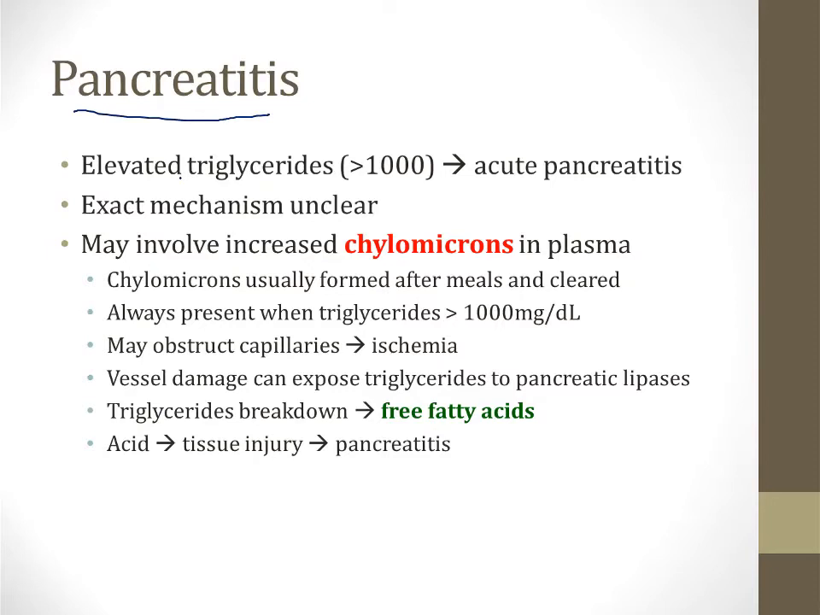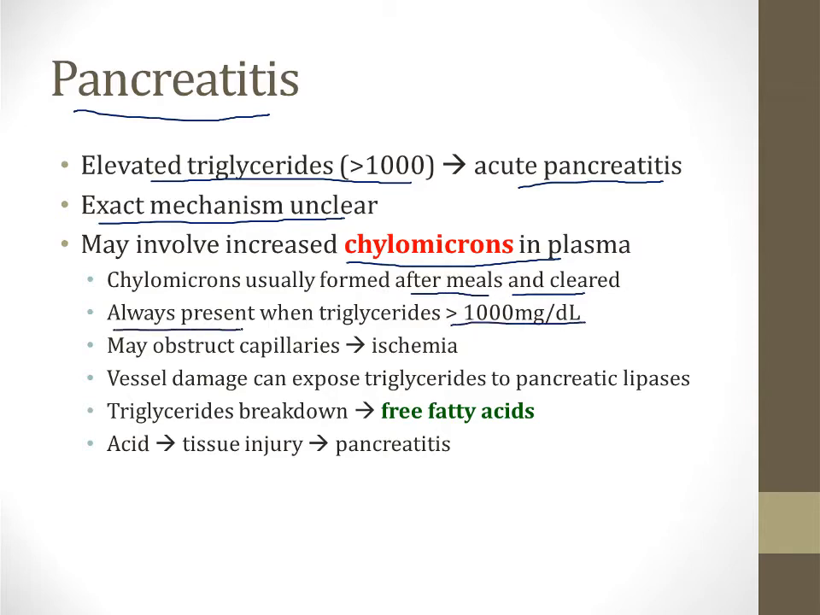A normal triglyceride level is less than 150. The triglycerides have to get markedly elevated, usually over 1,000, to cause acute pancreatitis. The exact mechanism of pancreatitis in hypertriglyceridemia is unclear, but there is evidence that it may involve chylomicrons in the plasma. Recall that chylomicrons are formed after you eat a meal, and then they usually clear a few hours later, and they're very large particles. They are the largest lipoprotein particles. When your triglycerides are over 1,000, chylomicrons are always present, and these may obstruct capillaries in the pancreas, leading to ischemia. The ischemia and the vessel damage may expose triglycerides to pancreatic lipases. This can break down the triglycerides and release free fatty acids. And it's actually the acids that may be the problem.